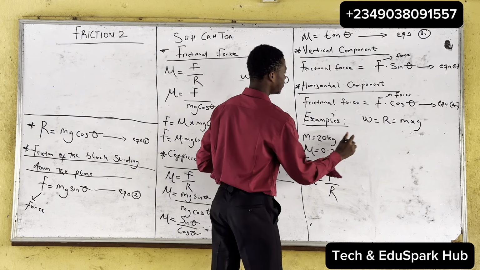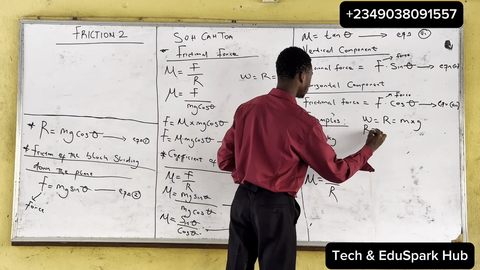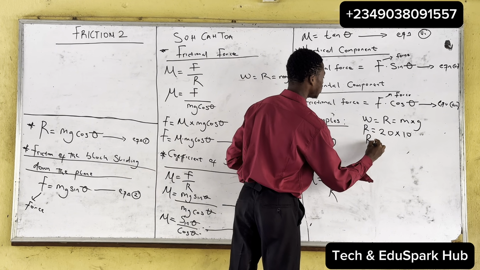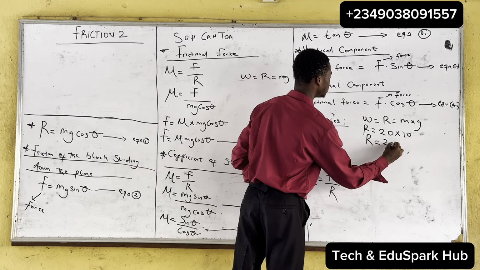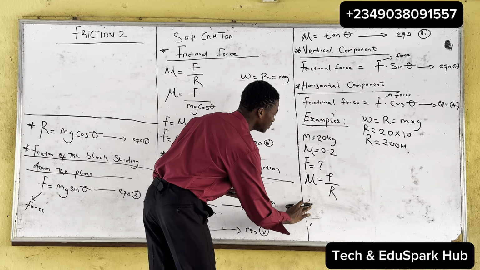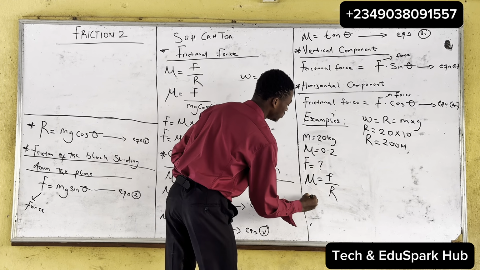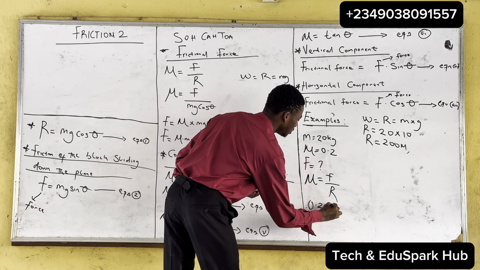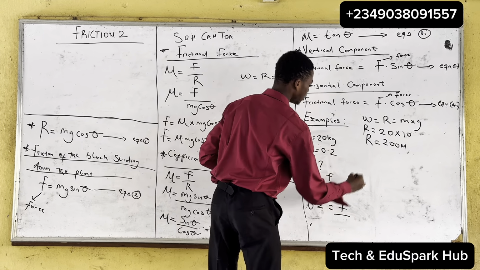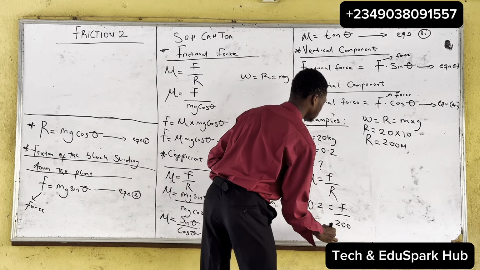So in this case, we are given the mass, which is 20 kg. So our R will be equal to our mass, which is 20, multiplied by the gravity, which is 10. Our R will be equal to 200 Newton. So in this case, we can then calculate our frictional force by saying the coefficient of static friction, which is 0.2, is equal to our frictional force, which is unknown, divided by the normal reaction, which is 200 Newton.